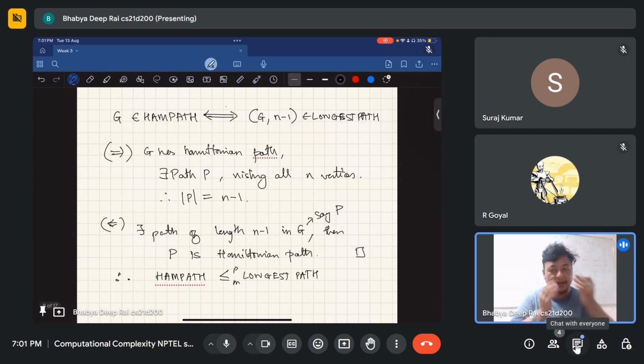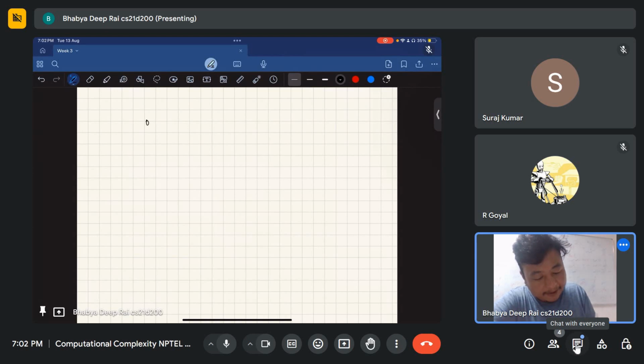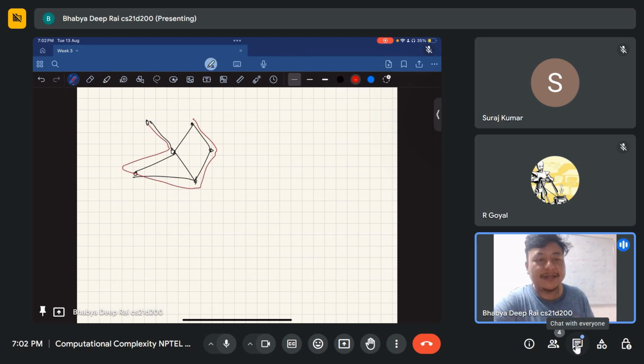Okay, Suraj, what is Ham path? Ham path is the set of all graphs which have a Hamiltonian path. What is a Hamiltonian path? It is a path which visits all the vertices in the graph. For example, this has a Hamiltonian path as follows. This is an example of a Hamiltonian path. Therefore, this graph belongs to Ham path. And what is long path?